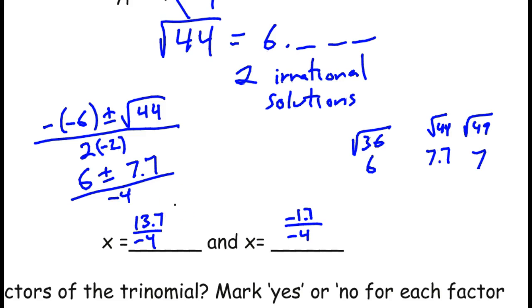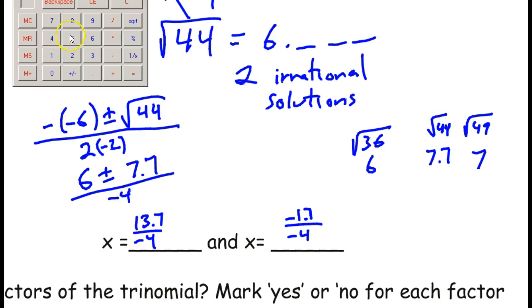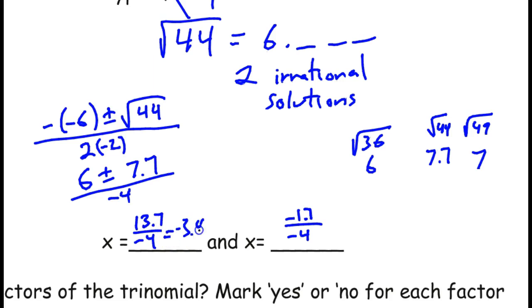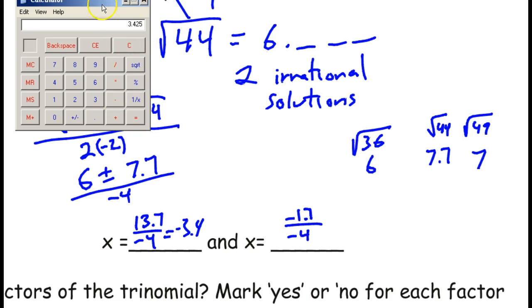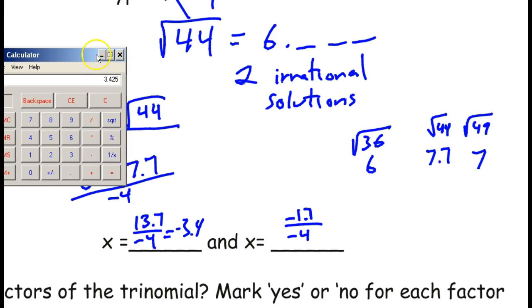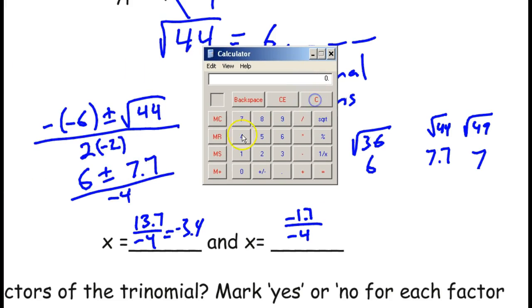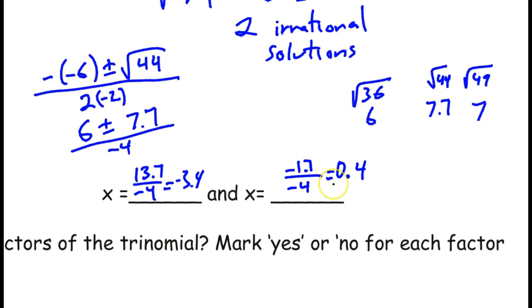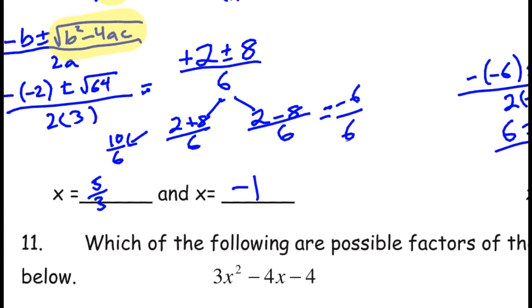Let's see here. All right, so calculator. So we'll do 13.7 divided by 4. All right, so we get about negative 3.4 here. And you see how it's this long decimal, that's why we're irrational. Anytime we have to do something like square root of 44, it means our answer is irrational. Then we do 1.7 and divide that by 4, and we'll get 0.4. So those are two approximated x-intercepts. All right, a lot of work to do on this one.